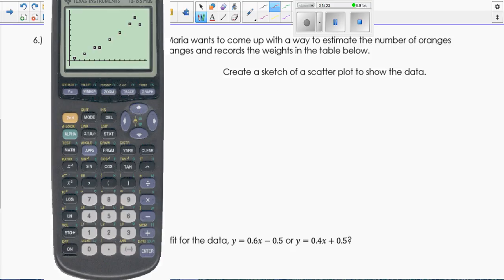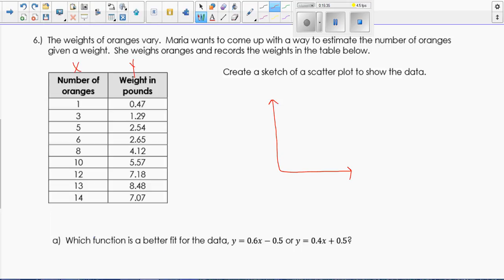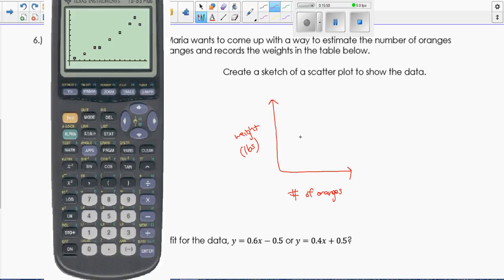So our sketch. So here's my x and y axis. I'm just going to label them according to what's on the table. So this would be number of oranges, and this is the weight in pounds. Okay, and then I'm just going to go off of what the graph is. So I'm just going to kind of estimate that it looks like this. And that's good enough.